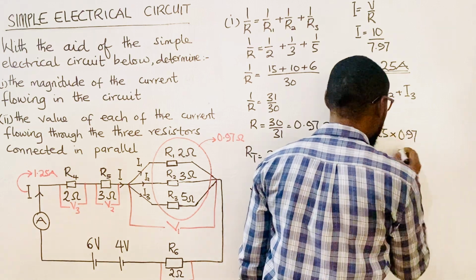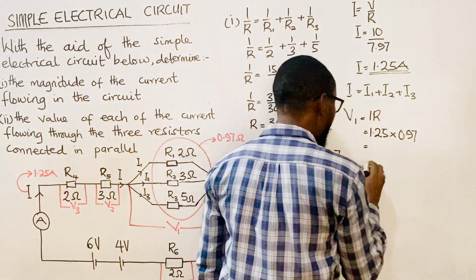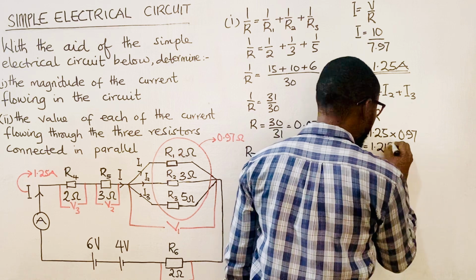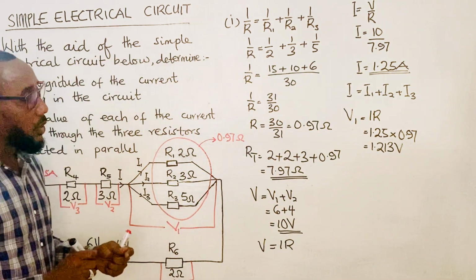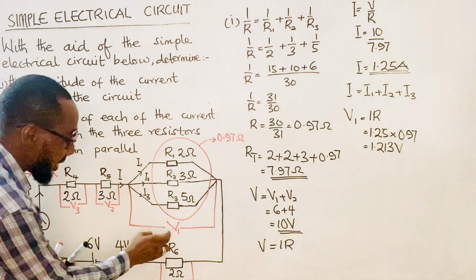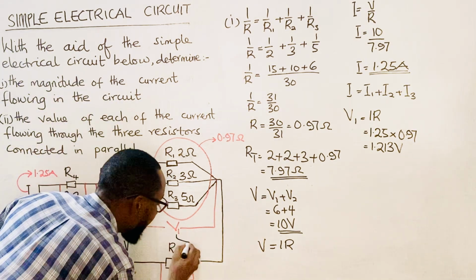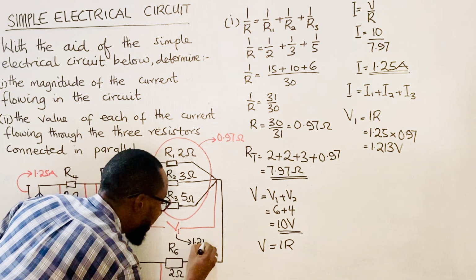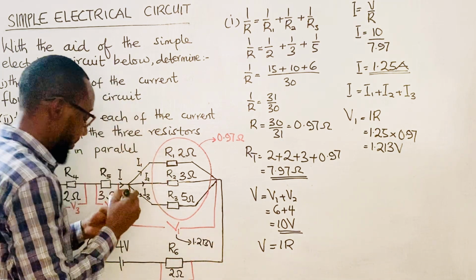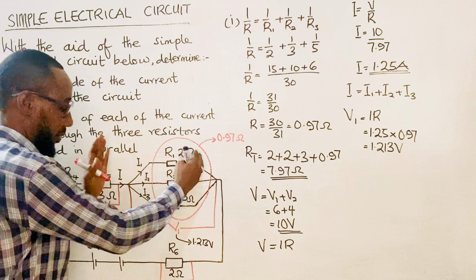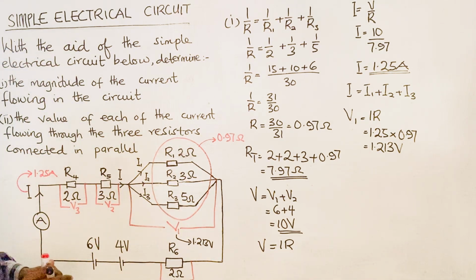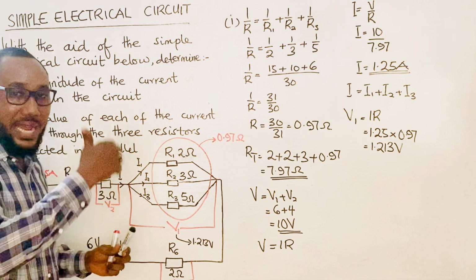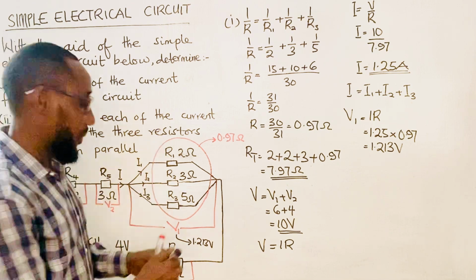Okay, all right. So when we do that, what do we have? We have 1.213 volts. So this V1 that we have here is 1.213 volts. That is the magnitude of the potential difference across the parallel connection. Then now you can go on and find I1, I2, and then I3.